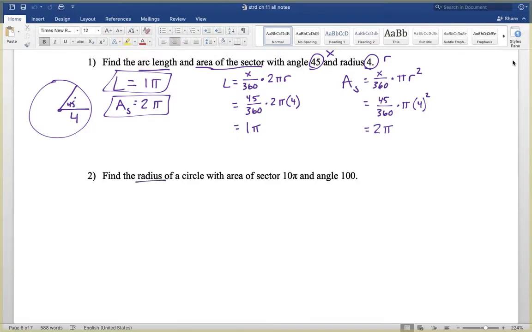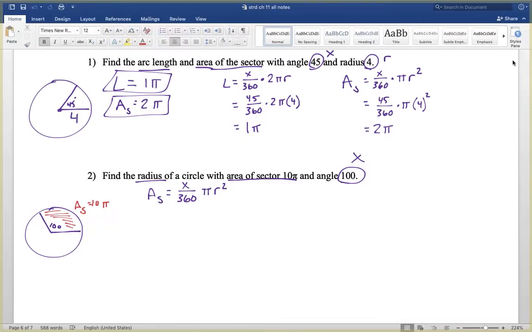In our next problem, we're asked to find the radius where we know an area of a sector and we know an angle. So we can draw a picture if we want here. We do not know what the radius is. We know our angle is 100. Draw a 100-degree angle here. And we know that this pie slice or pizza slice has an area of 10 pi. So since I'm given information about the area of the sector, I'm going to go ahead and start with that area of the sector formula. x over 360 times the whole circle, which is pi r squared. And then I'm going to plug in what I know.